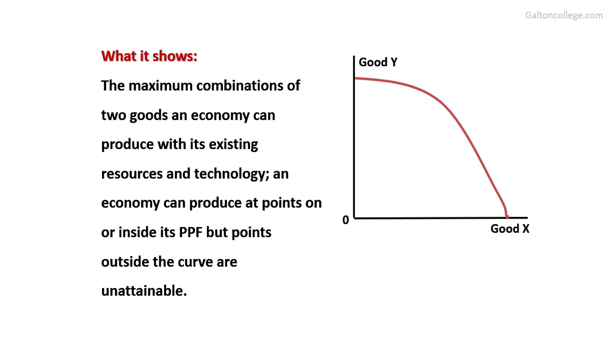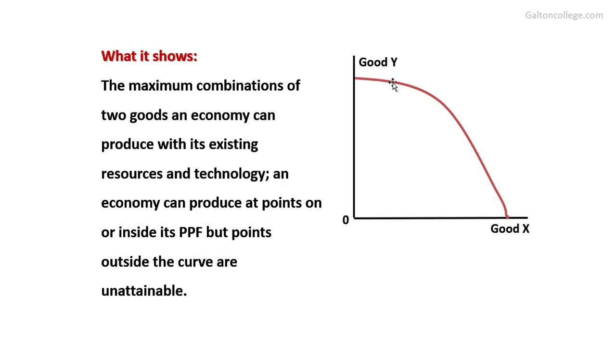An economy can produce at points on or inside what we call the PPF, the production possibility frontier. That's important. The production possibility frontier. So it can produce on any point along the curve, because that's possible, and it's possible to produce anywhere inside it, but we can't produce outside. So out here, we can't get. We haven't got the resources to get out there. We haven't got enough land, labour, capital, entrepreneurship.